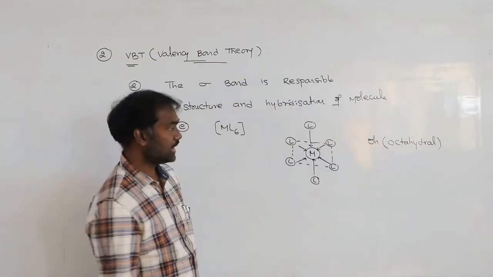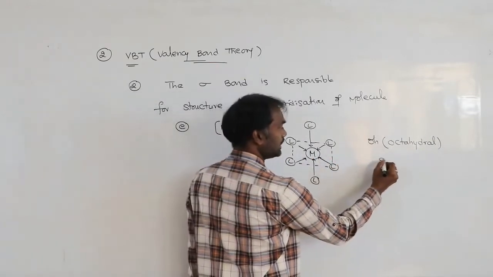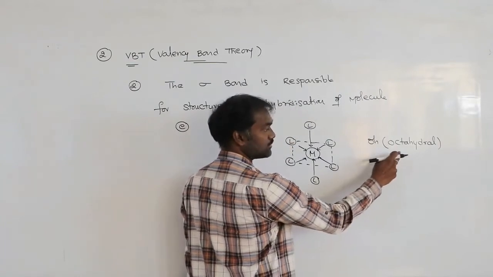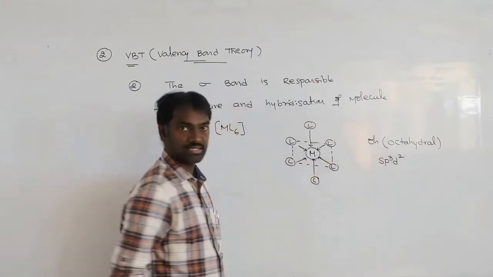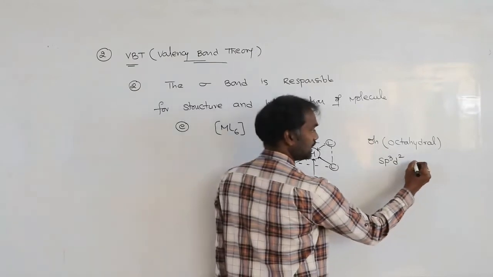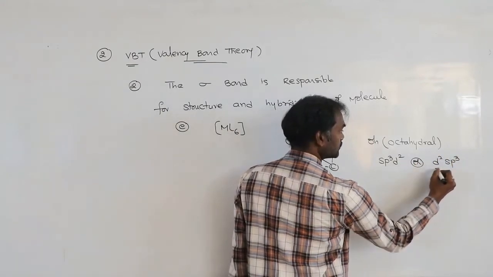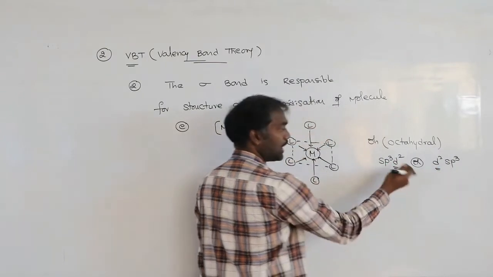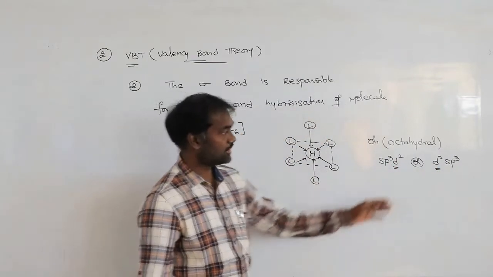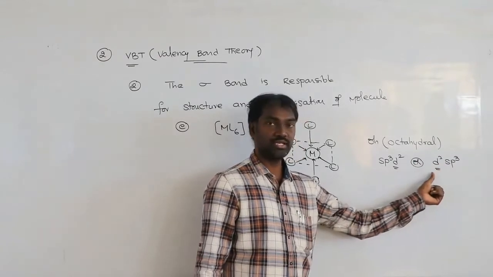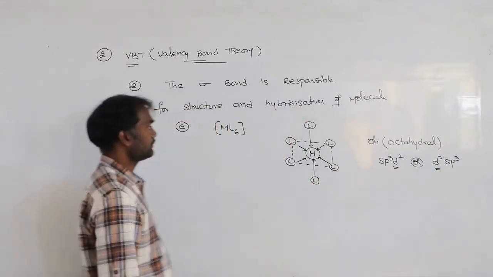So what will the hybridization be? sp3d2. So 1 plus 3 plus 2, total 6 ligands. Otherwise, d2sp3. So you must concentrate: after sp, d is also coming, and before sp, d is also coming. Why are these two coming? That is explained in the next point.